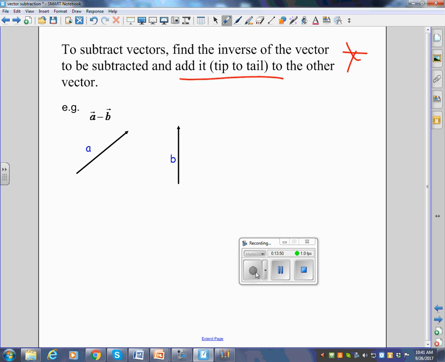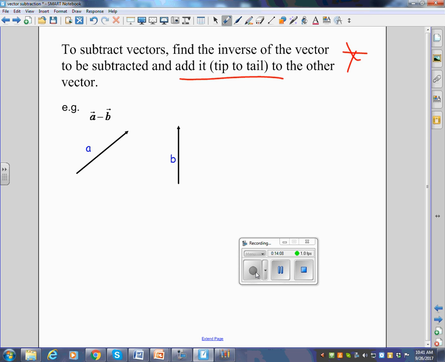Well, hold on, Mr. Bennett. You said that this is going to be really hard. But have I made this hard? You take one, you swap the direction, and then you add it, which you can already do. What's so hard about it? And I have to agree with you, I don't know what's so hard about it. But kids always struggle with it.